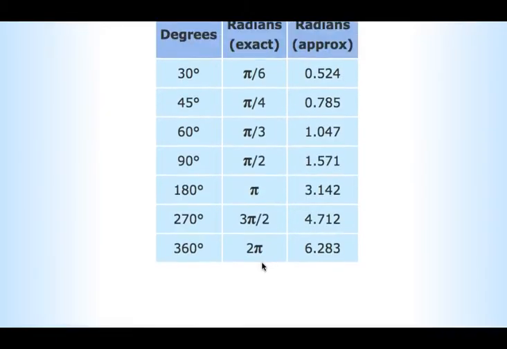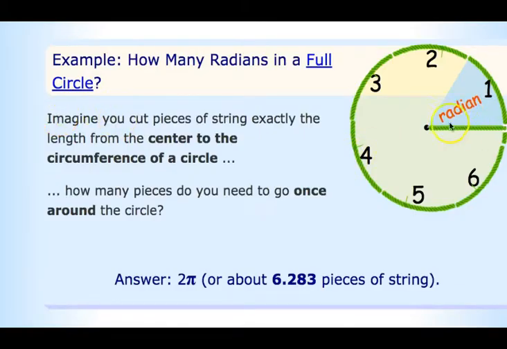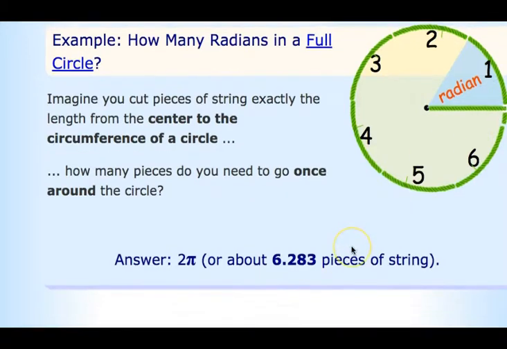All right, now in a full circle, let's say I've got that radius there, and if I wrap it around the circle, I get 1, 2, 3, 4, 5, 6 and a bit, and that 6 and a bit ends up being 2 pi if you did take it and measure it yourself.